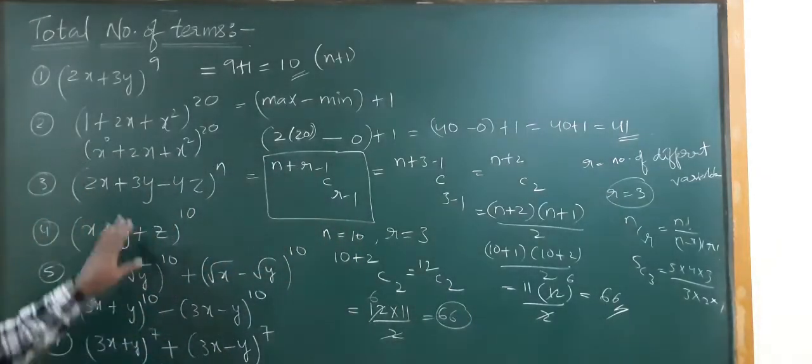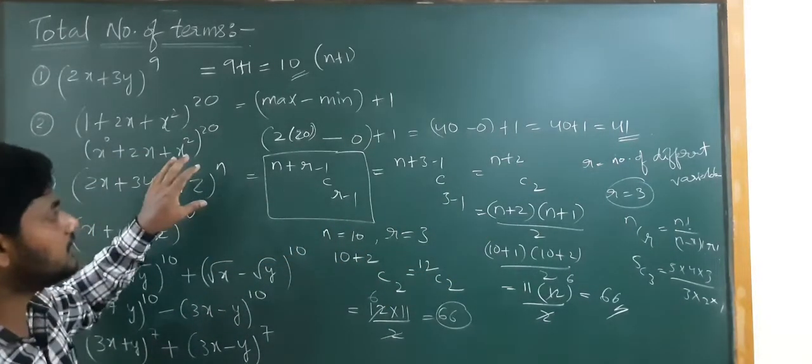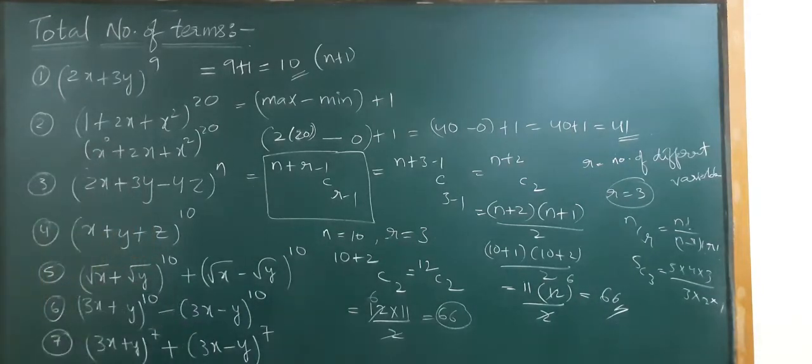That means if you have 3 different variables, you can use this formula or this formula. But if there are more than 3, we definitely need to use this formula only. Pause the video and note it down.